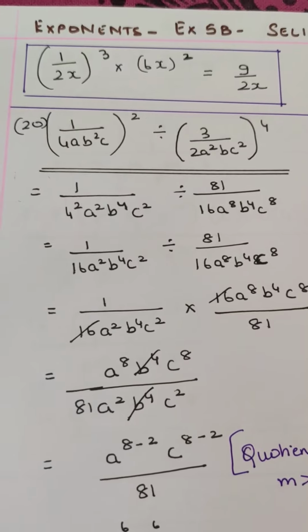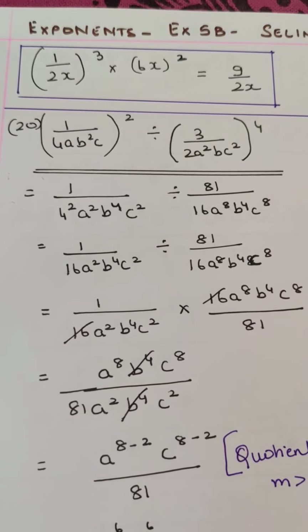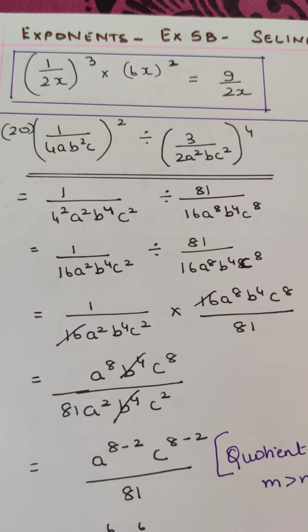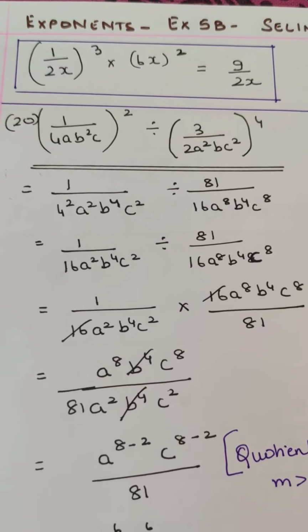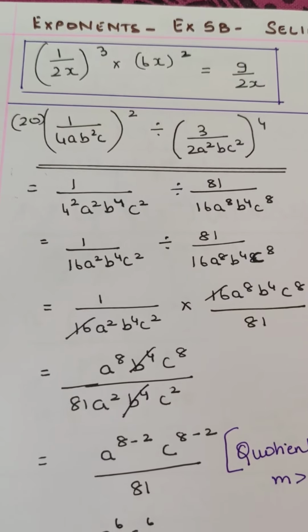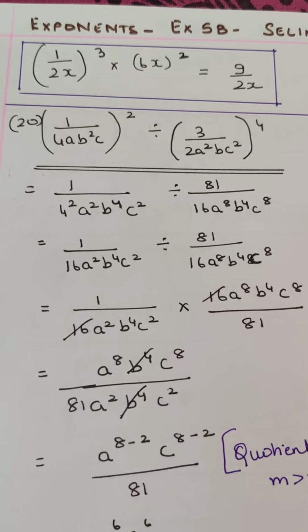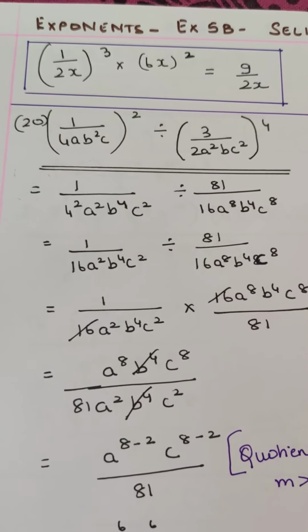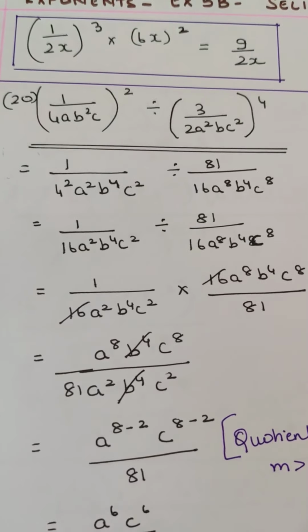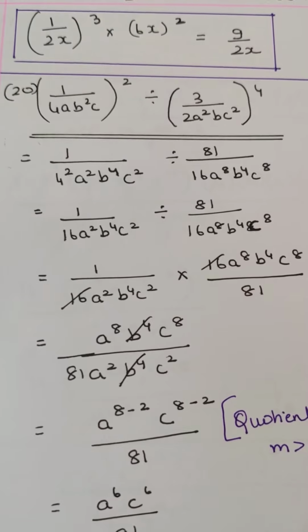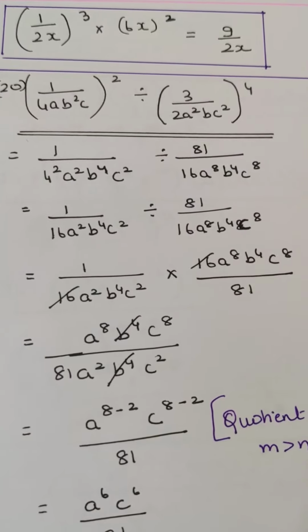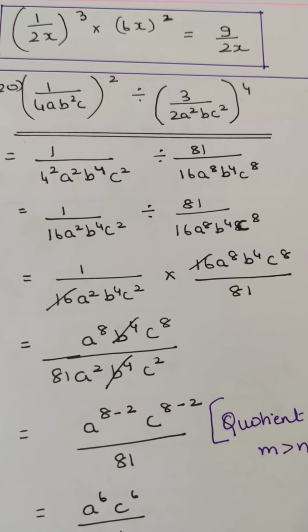So when you simplify, you get 1 by 4 square a square b to the power of 4 c square divided by 81 by 16 a to the power of 8 b to the power of 4 c to the power of 8. Therefore, you get 1 by 16 a square b to the power of 4 c square divided by 81 by 16 a to the power of 8 b to the power of 4 c to the power of 8. So when you take the reciprocal, it becomes 1 by 16 a square b to the power of 4 c square into 16 a to the power of 8 b to the power of 4 c to the power of 8 by 81.